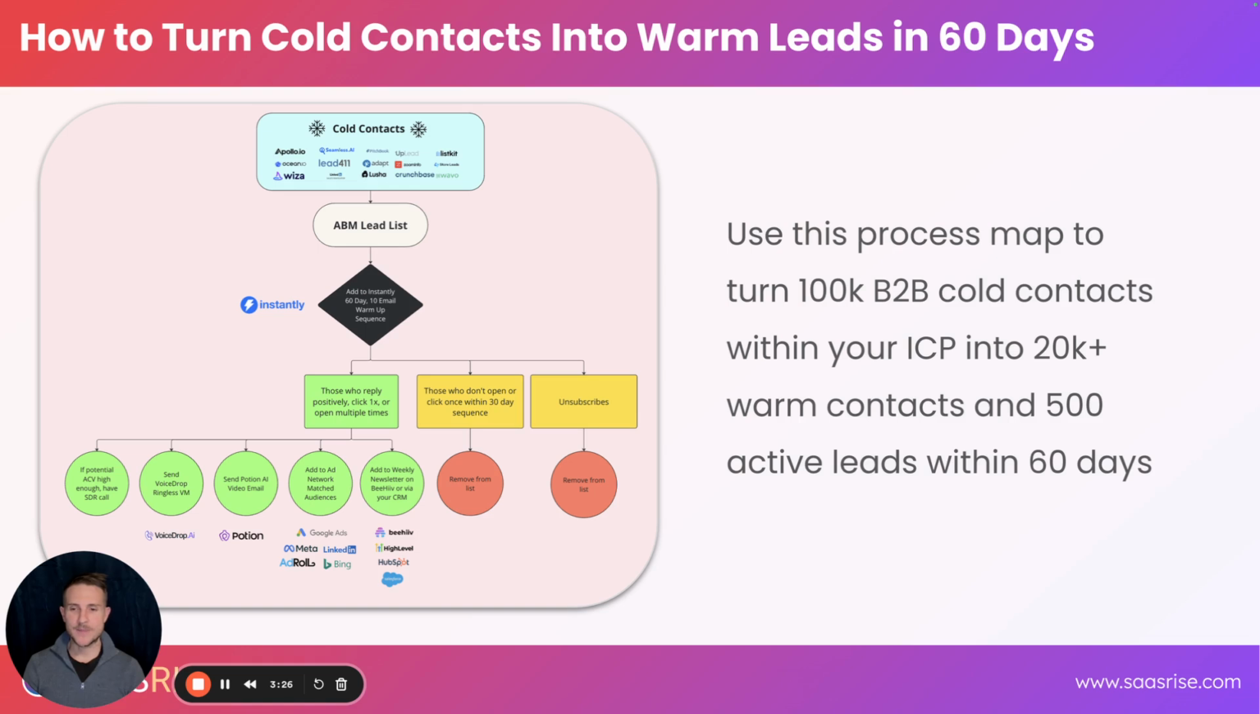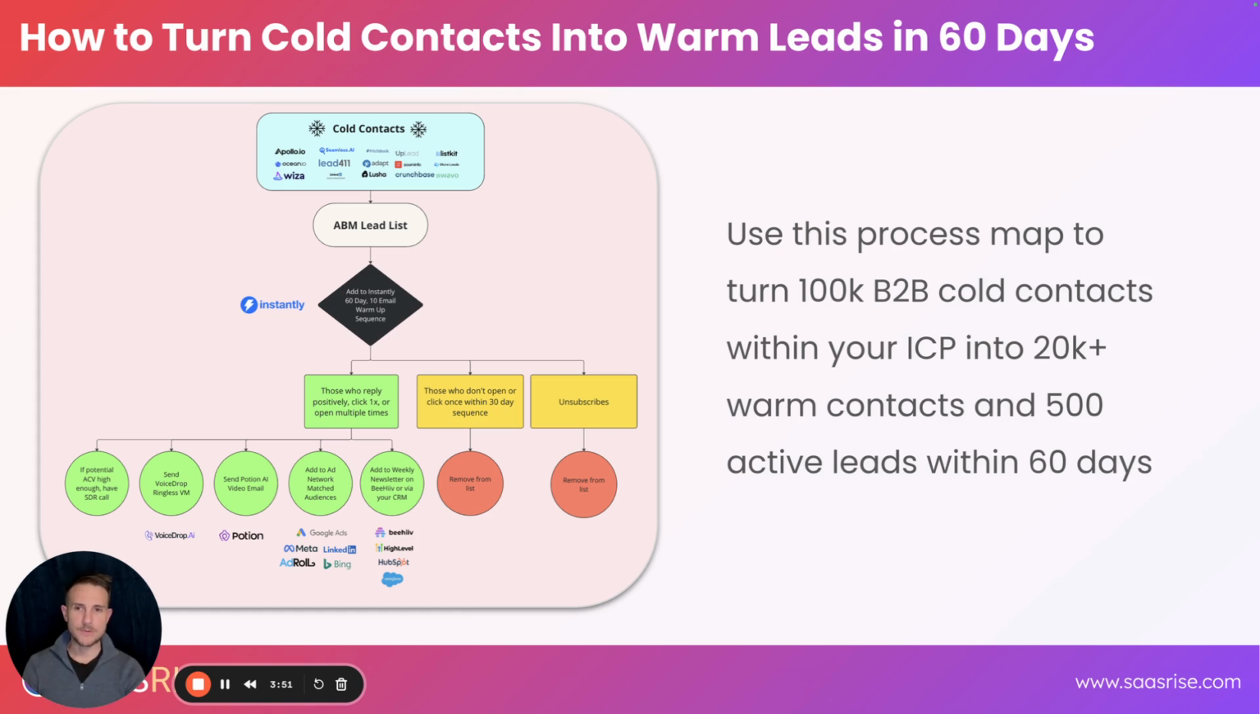And the people that are really engaging with your content, those people are going to go into your CRM. They're going to go on your newsletter. They're going to get into your Beehive or your CRM tool like HighLevel, HubSpot or Salesforce, and they're going to get on your list. And that is how you turn cold contacts into warm leads and move them down the funnel. Those who don't open, those who don't click at all within 30 days, they just get removed from the list.